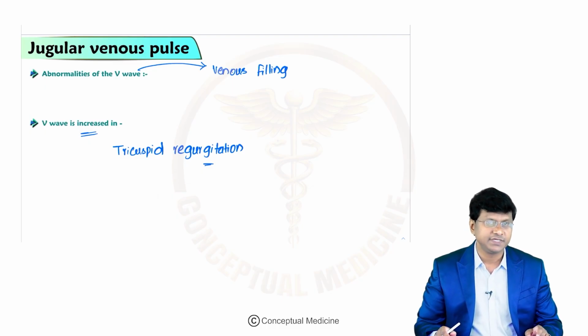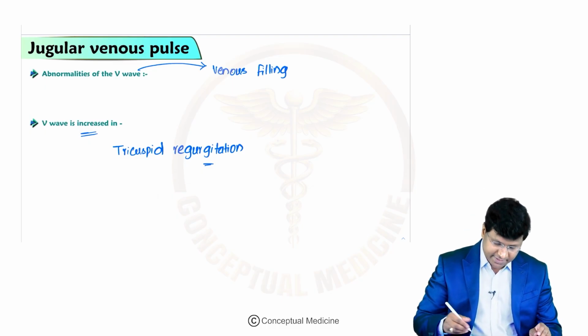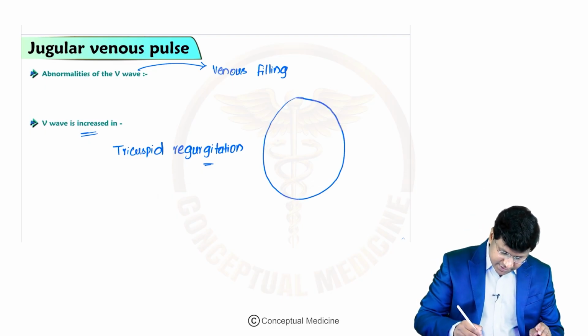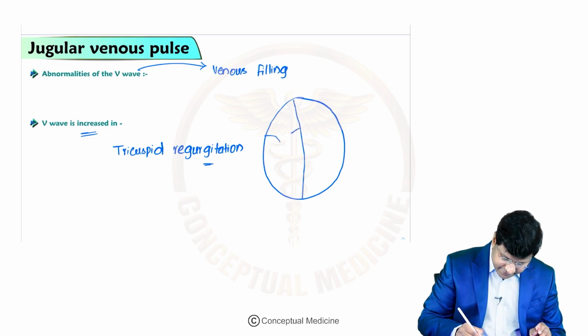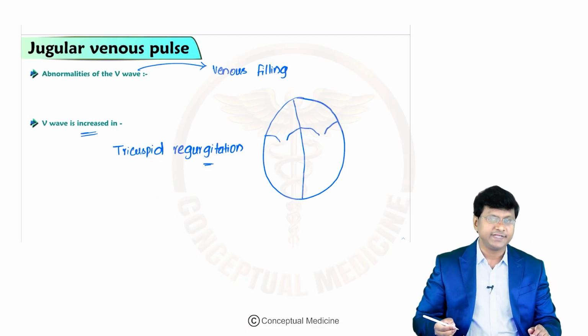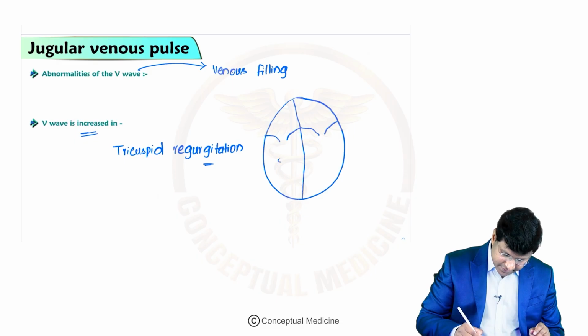Now, why the V wave is increased in tricuspid regurgitation, let me explain. Consider this is your four-chambered heart. This will be your tricuspid valve. This is your mitral valve. So in tricuspid regurgitation, what will happen during ventricular systole?